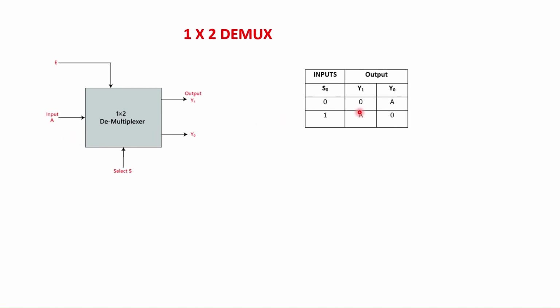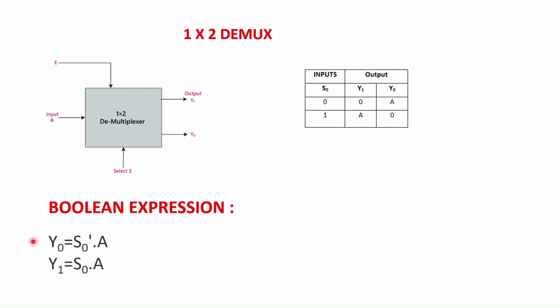This is the truth table of the 1:2 demultiplexer. This is the Boolean expression. Since there are two outputs, we need to write two Boolean expressions. For the output line y0, the output y0 will appear when the selection input s0 is equal to 0. 0 is represented as a complement term, so y0 equals s0 bar into the input A. For y1, the output y1 will appear when the selection input s0 is equal to 1. So y1 equals s0 into A. This is the Boolean expression of the 1:2 demultiplexer.